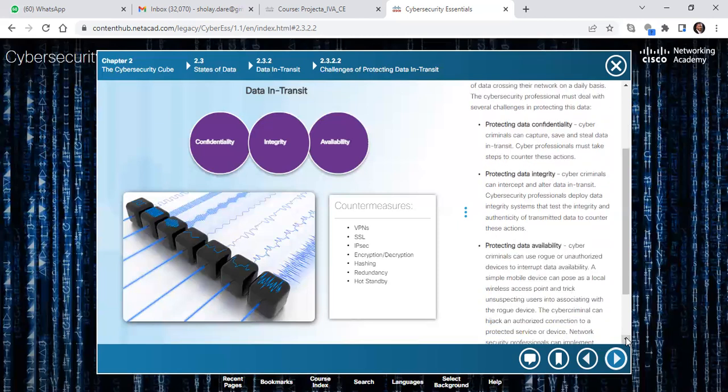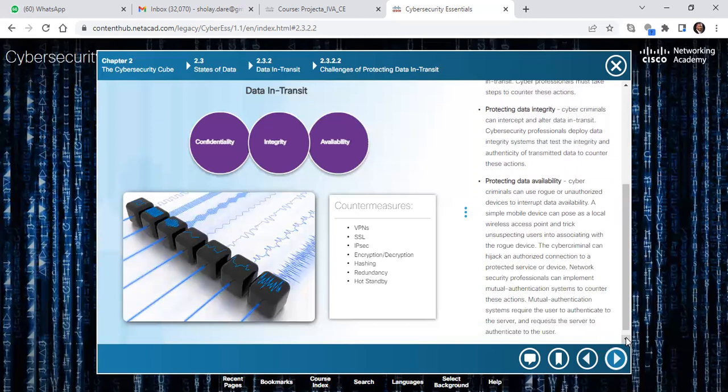The cybersecurity professional must deal with several challenges in protecting this data. Now, what are these data? We're talking about protecting data confidentiality. You must protect the data confidentiality. Cyber criminals can capture, save, and steal data in transit. Meaning, even as your file is being moved, even as the data is being transmitted, cyber criminals can create a program that can steal. That's what they're trying to say. So the cybersecurity professional must take steps to counter this action.